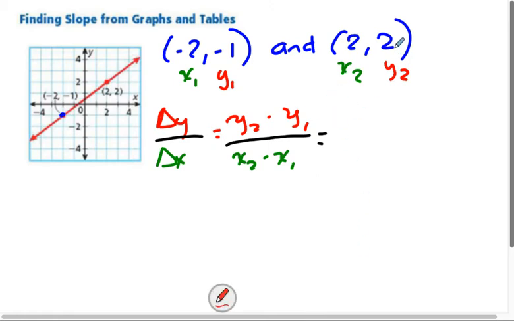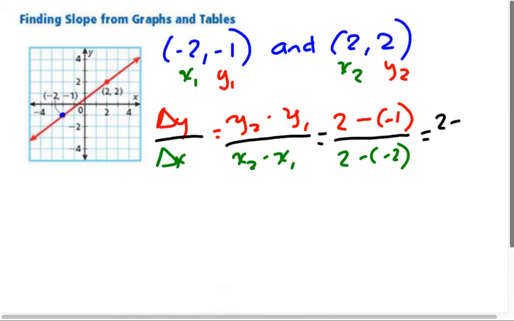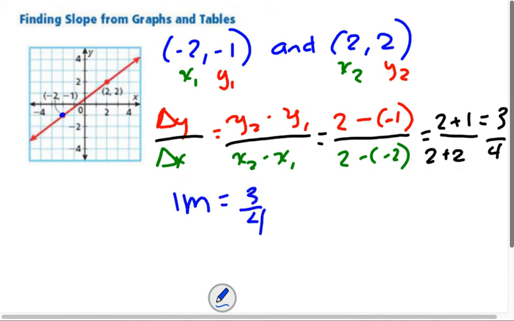Okay, so my y sub 2 here is +2, and I'm going to subtract a y sub 1, which is -1. Notice how, again, I have 2 negatives there. All right, divided by x sub 2, which is 2, and then minus x sub 1, which is -2. By the way, it's not always double negatives. It just really depends what you're subtracting by. All right, so 2 minus minus 1 is the same thing as 2 plus 1, and 2 plus 1 is equal to 3. And then 2 minus minus 2 is the same thing as 2 plus 2, and 2 plus 2 is equal to 4. So my slope, m, is equal to 3 over 4. Okay, and that's how you figure it out using 2 points from a graph.